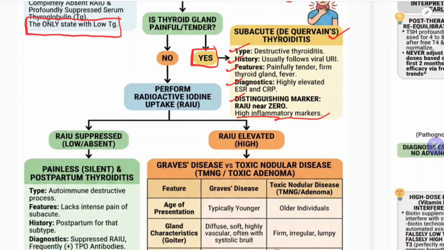Just you see here. So now if the gland is not painful, enlarged thyroid but not painful, so the diagnosis can be 4. So either it can be painless or silent thyroiditis, number 1. Number 2, it can be postpartum thyroiditis. Number 3, it can be Graves' disease. Number 4, it can be toxic nodular disease. So these 4 are the causes of painless enlarged thyroid gland.